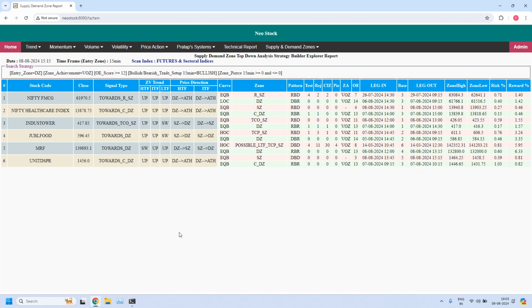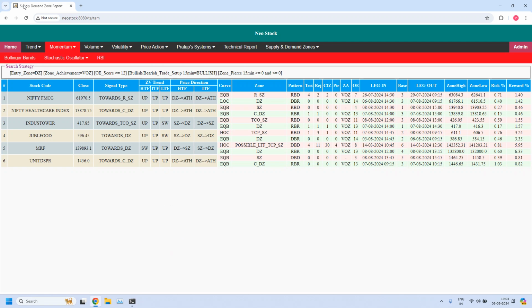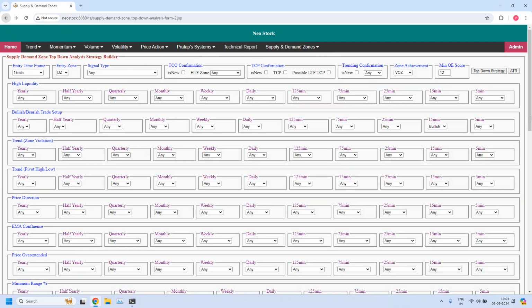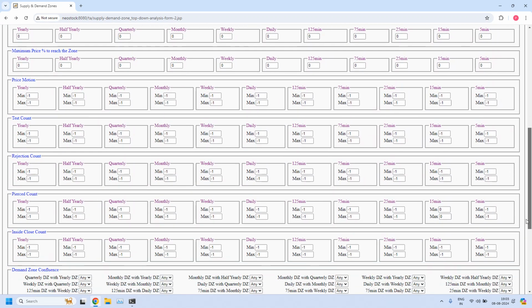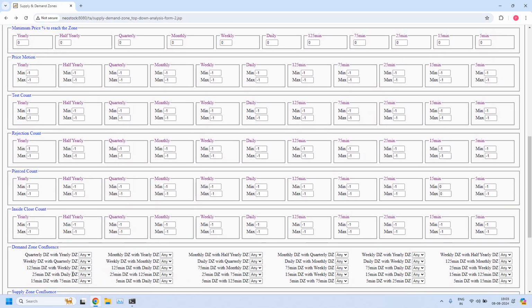Okay, now let us check how many of these demand zones are having confluence with the ITF time frame. LTF is 15 minutes, that is entry time frame. So the ITF is 75 minutes. So let us check 15 minutes and 75 minutes demand zone confluence. So I enabled the 15 minutes demand zone with the 75 minutes demand zone, that is LTF and ITF together, confluence.